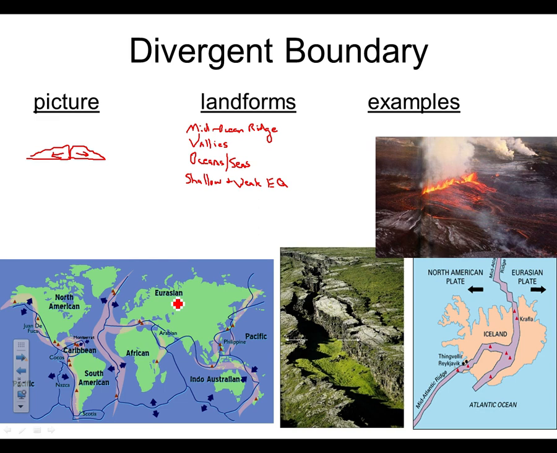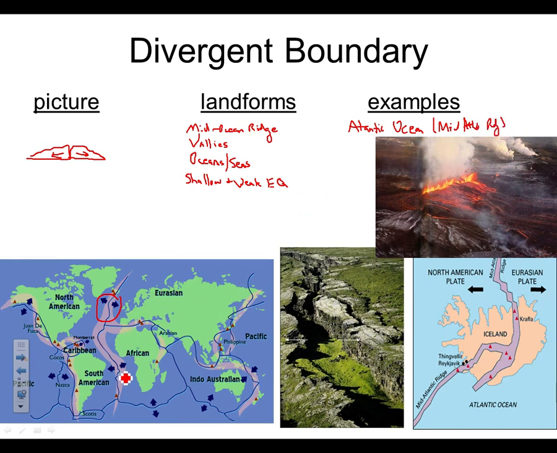Let's get some examples of divergent boundaries. So look at your map and you're looking for arrows moving apart. Well, here's a good one here. So what is this? That's the Atlantic Ocean. Or if you wanted to say Mid-Atlantic Ridge instead, you could do that. So you could say Mid-Atlantic Ridge.